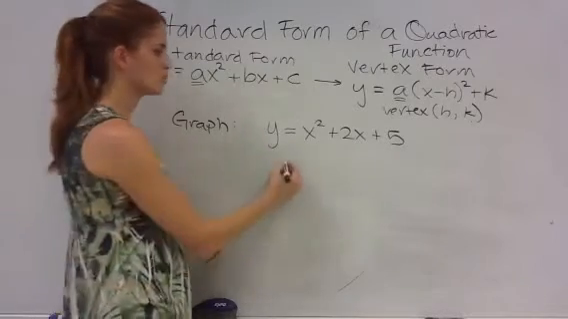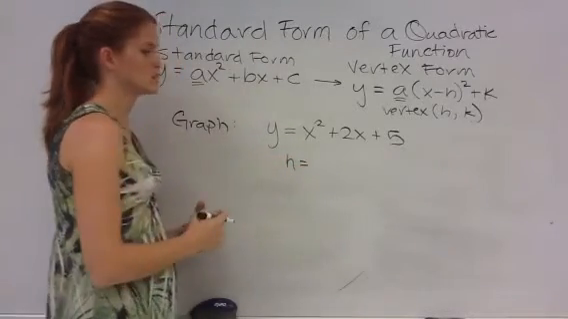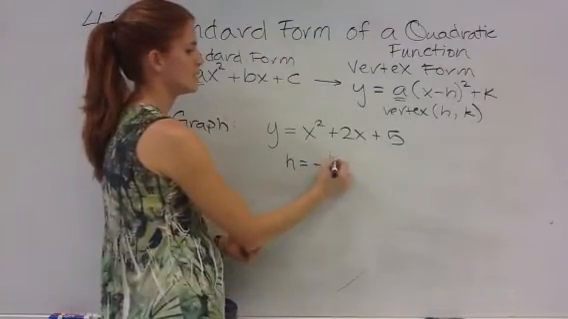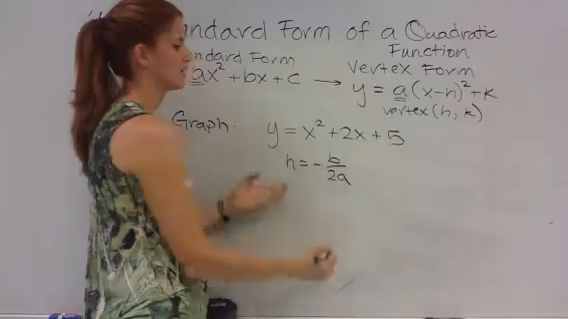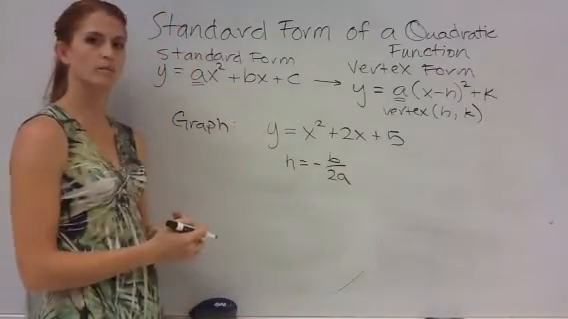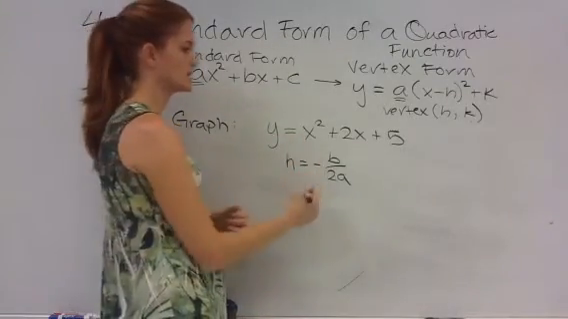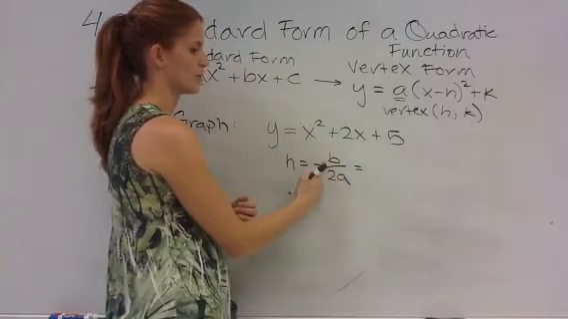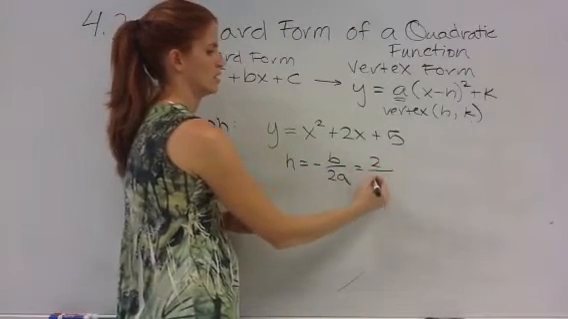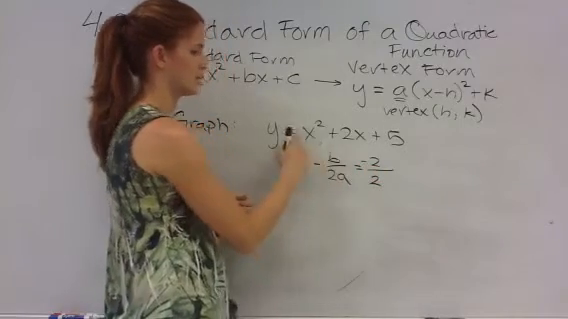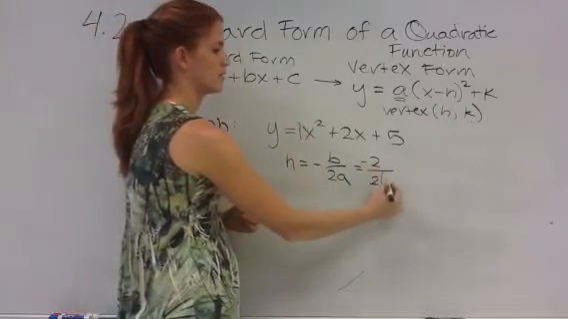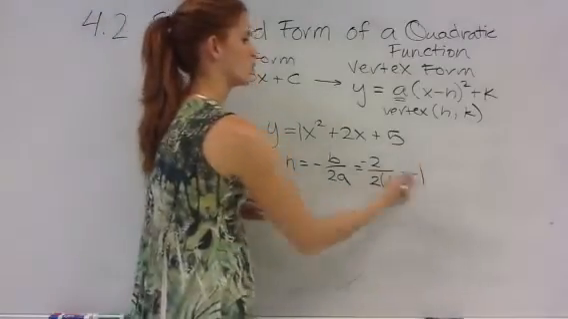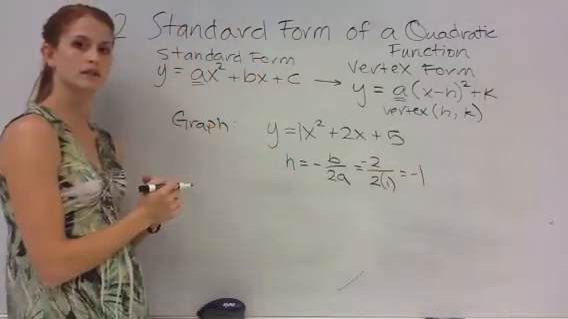In vertex form we know that h is one point of our vertex and it represents negative b over 2a when we have it written in standard form. So let's plug in to find h. I'm going to plug in 2 for b. Then I'm going to plug in this 1 here for a. And this is going to give me a negative 1 for my h value.